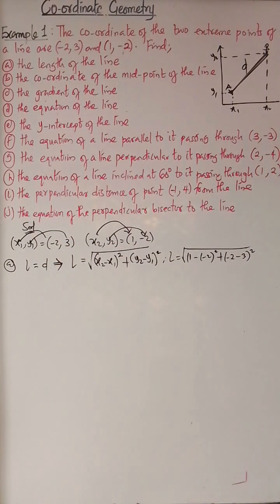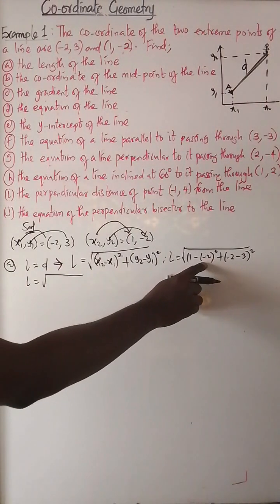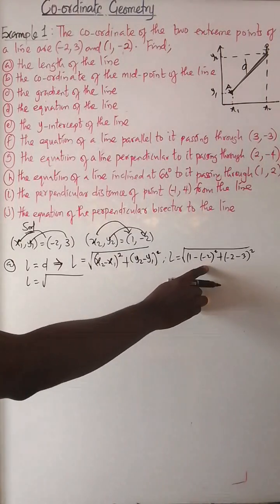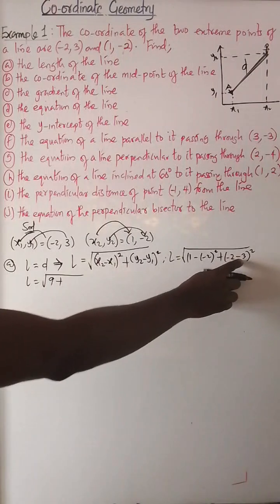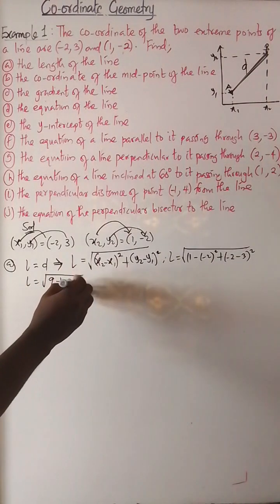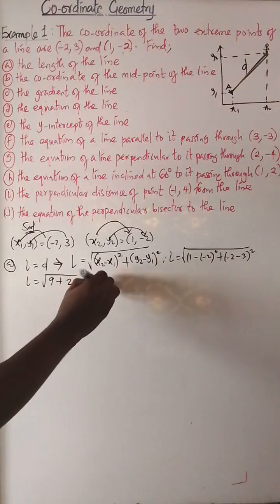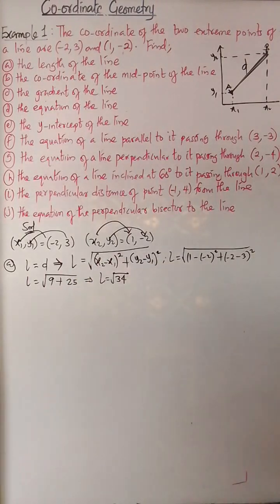Then all squared. So from here, we can proceed. The length L becomes the square root of, minus times minus is plus, 1 plus 2 is 3. 3 squared is 9, plus minus 2 minus 3 is minus 5. Minus 5 squared is 25. So from here, it implies that the length is the square root of 34. So the length is root 34 units.